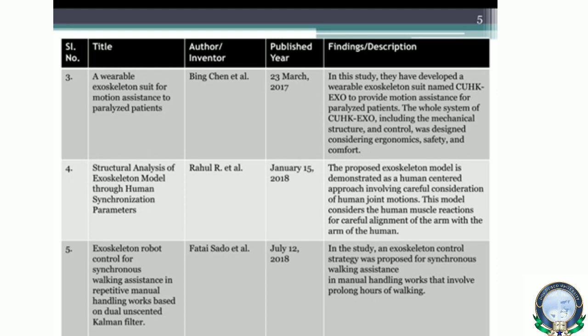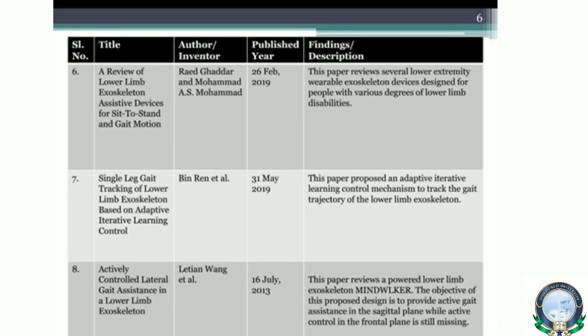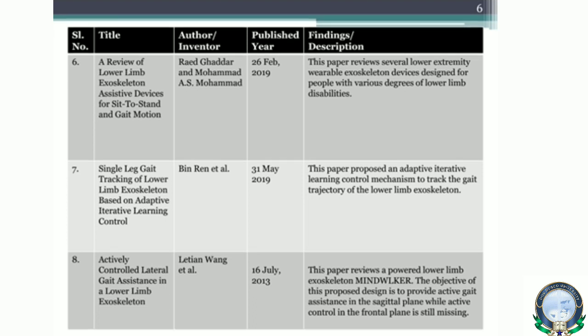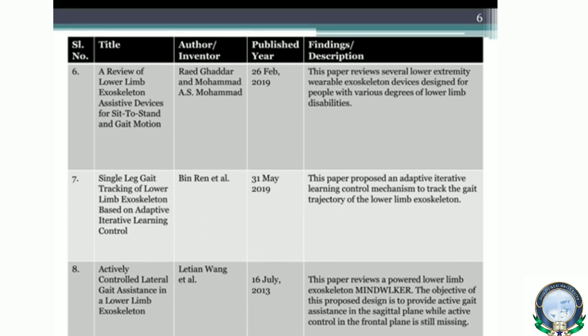These are some more papers. The 8th paper reviews the powered lower limb exoskeleton, that is Mind Walker. The aim of this proposed design is to provide active gait assistance in the sagittal plane, while active control in the frontal plane is still missing.